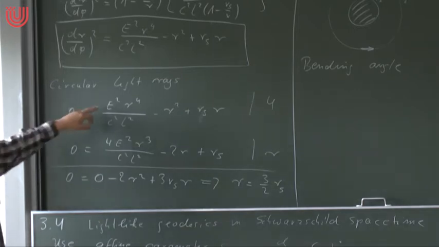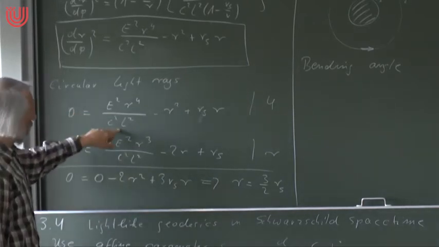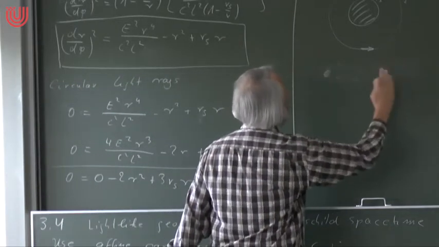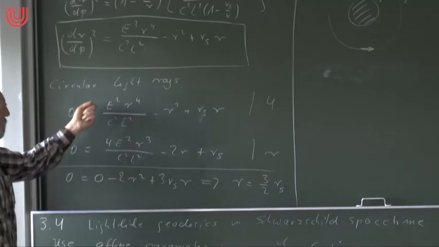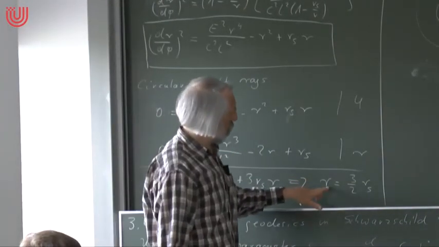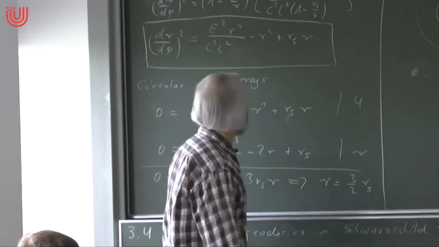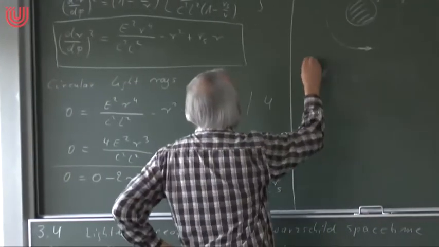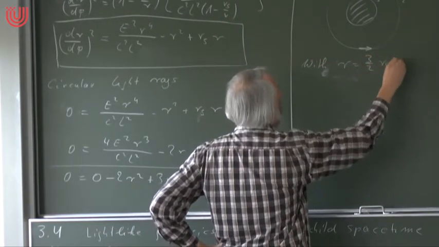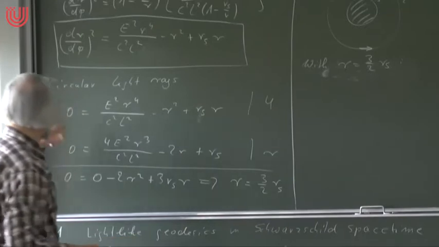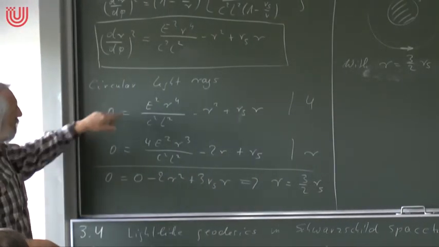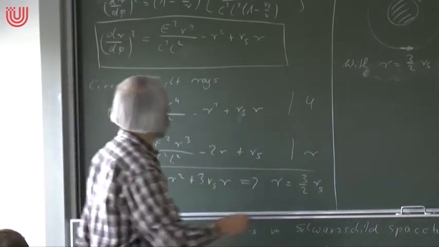Oh, I forgot something. I should determine the E over L for this orbit because I need this later. So every orbit has a particular quotient of E over L, and we will need the value for this quotient for this particular orbit. So with r equals 3/2 rs, we can insert this expression into either of these two equations, and we get the E squared over L squared for this expression.